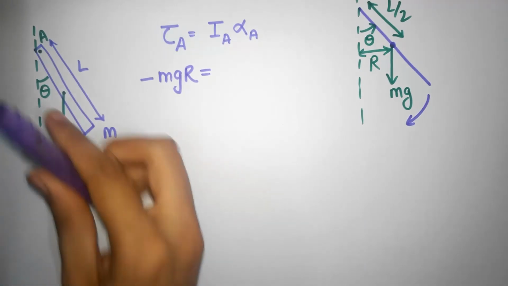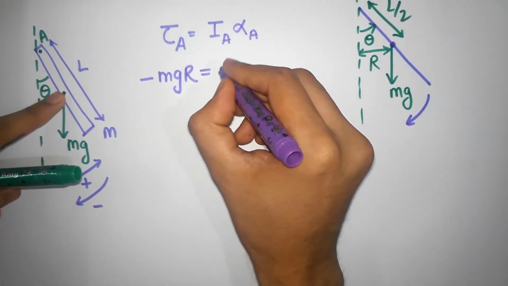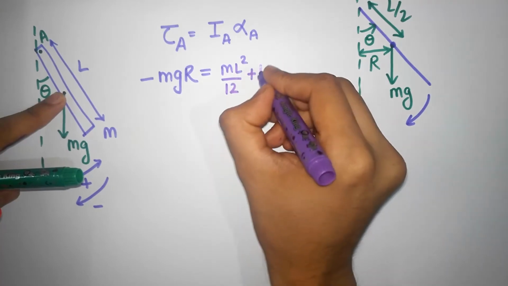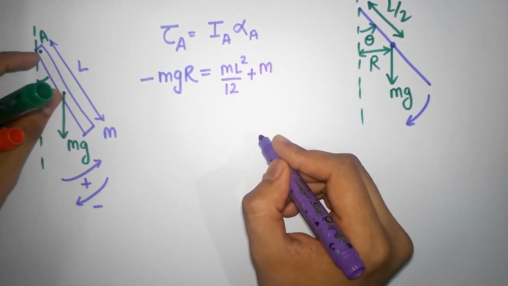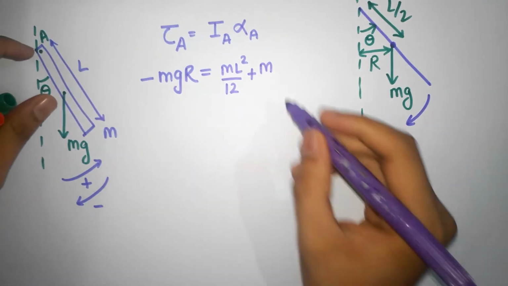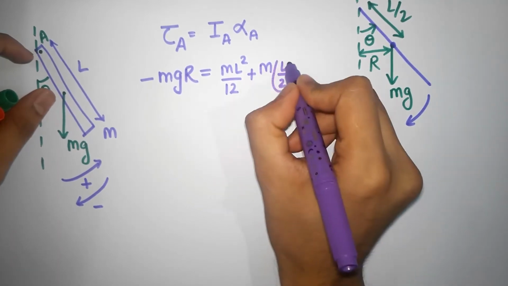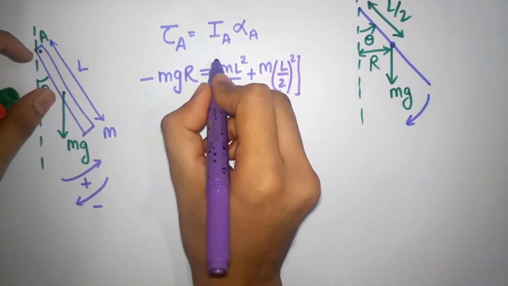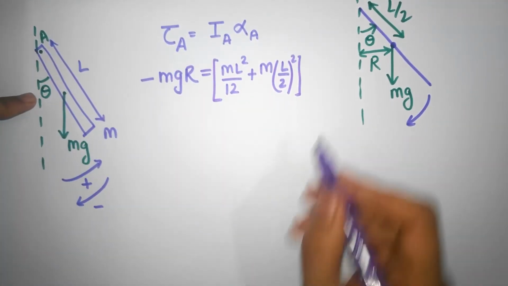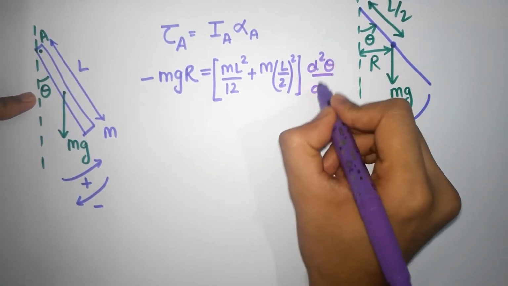Parallel axis theorem states the moment of inertia about any axis you want should be equal to the moment of inertia with respect to the center of mass. So that's going to be ml squared divided by 12 plus total mass multiplied by this distance squared. Revise your parallel axis theorem if you have any confusion here. Anyways, this is going to be m times (l by 2) whole squared. And alpha, angular acceleration, is just the double differentiation of theta. So this is d squared theta divided by dt squared.